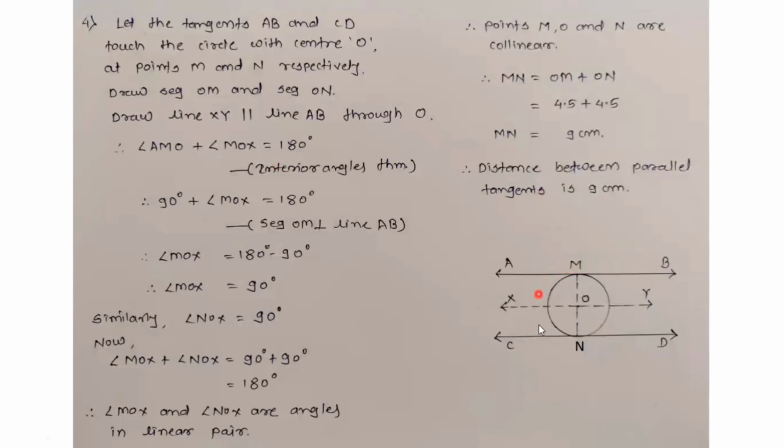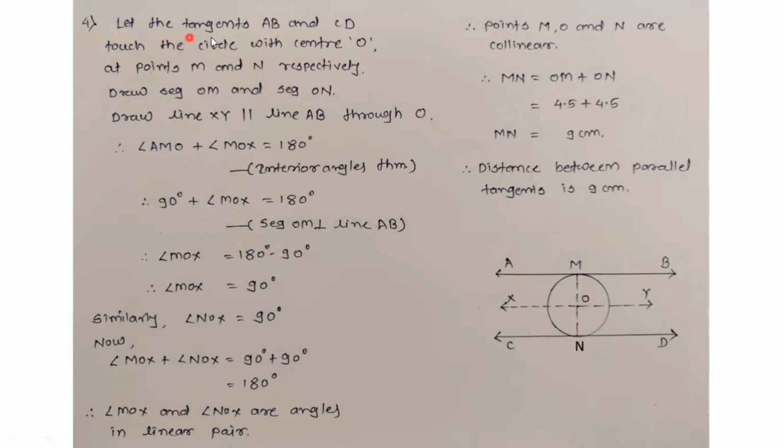So let us have a circle with center O, and there are two tangents AB and CD which touch the circle at point M and at point N respectively. And it is given that these two tangents are parallel. Now to find the distance between these two, we have to find the length of MN. But for that, we have to prove that M, O and N are collinear points.